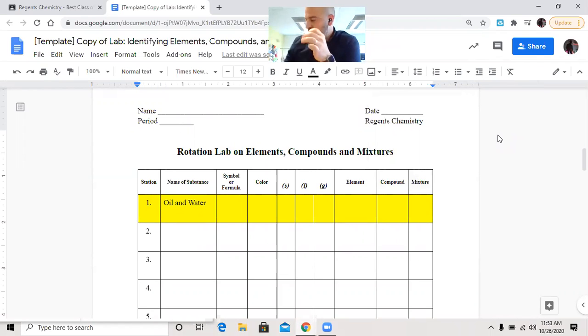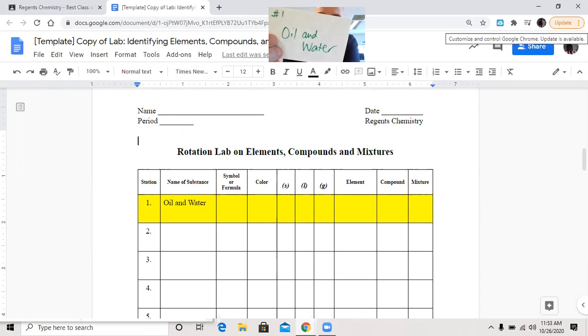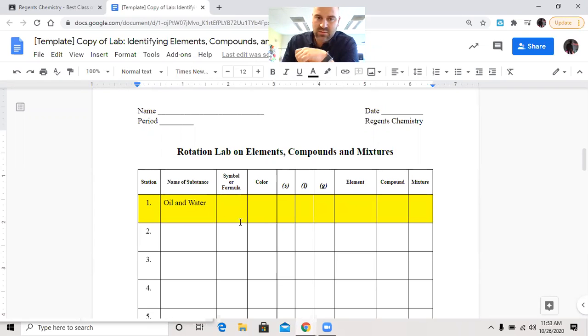The symbols, sometimes the index card is going to have the symbols given to you. Sometimes it's not going to have it given to you. So in this situation, we know what water is, which is H2O, but we don't know what the symbol for oil is going to be. So in this situation, we're going to say it's not available because there's going to be several compounds in oil. So NA means not available.